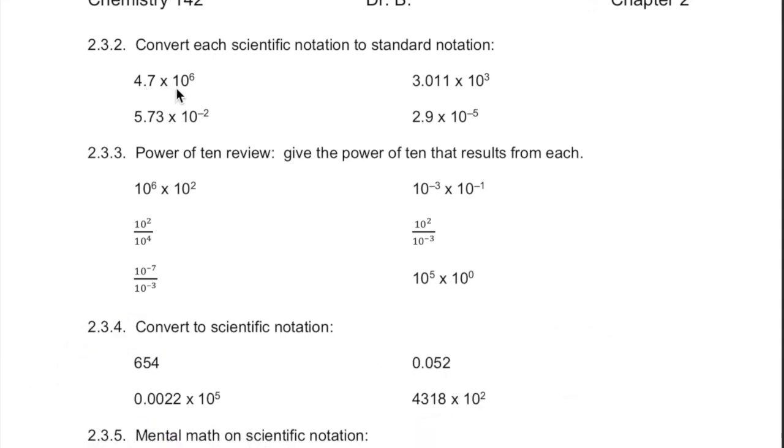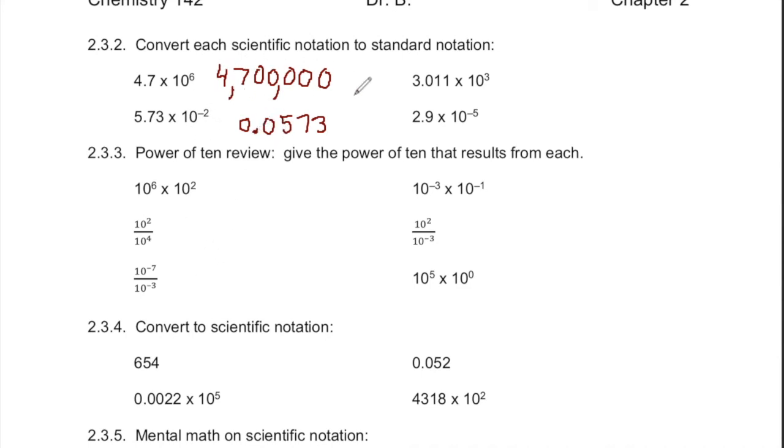So 4.7 times 10 to the 6th, we're making that bigger by 6 orders of magnitude. So this would be 4,700,000 as that number. So 1, 2, 3, 4, 5, 6 places is where the decimal was moved to. This one is made smaller by 2 orders of magnitude. Usually when we make the number smaller, we're going to have to put the decimal there.